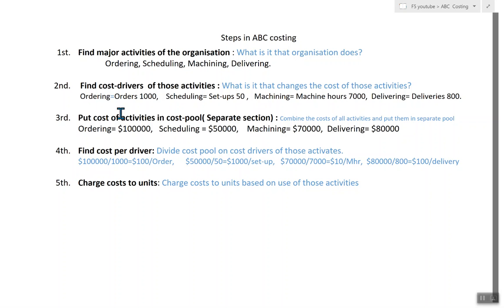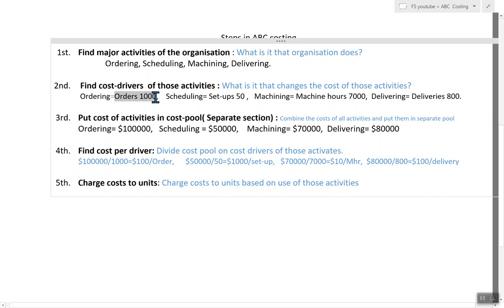For example, the ordering activity's cost will be increased or decreased by orders. The scheduling activity's cost will be increased by setups. The more setups, the more the cost. The machining activity's driver will be machine hours. The delivering activity's driver will be deliveries. So the numbers that I've written here, I will explain at the bottom. Actually, I'm working on a question here, a simple question.